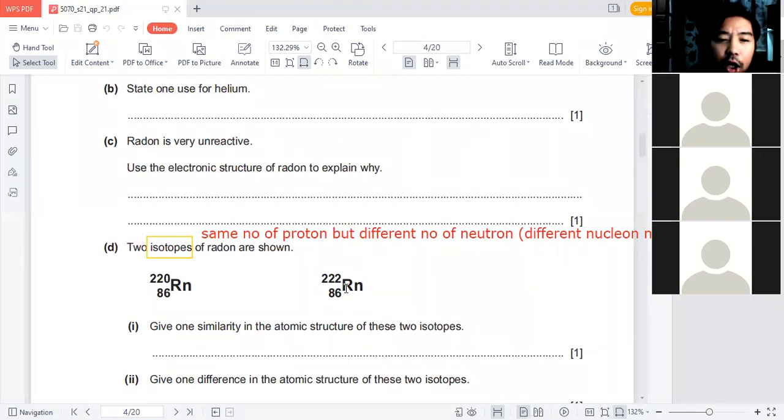Okay, good. Now give one difference in the atomic structure of these two isotopes. So just now you already know, the difference would be the number of neutrons or the nucleon number. So far so good. Okay, move on to the next question. So we're going to clear that off.